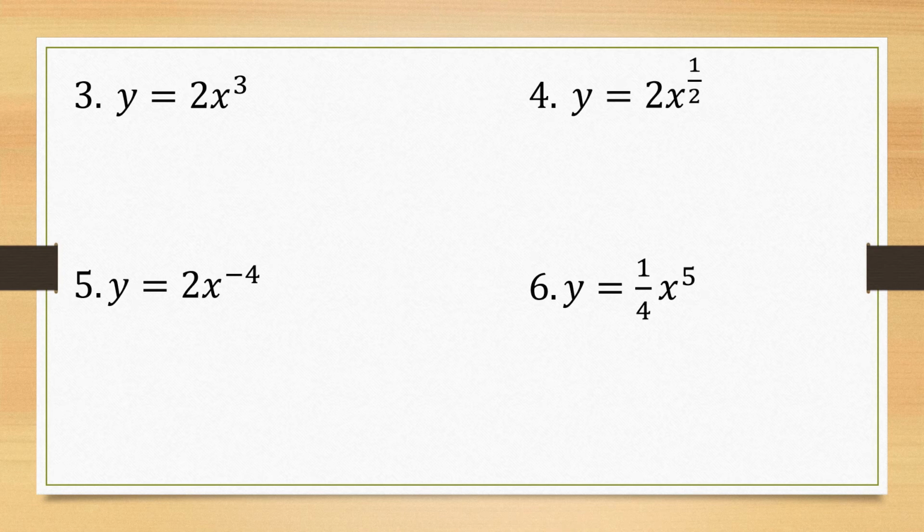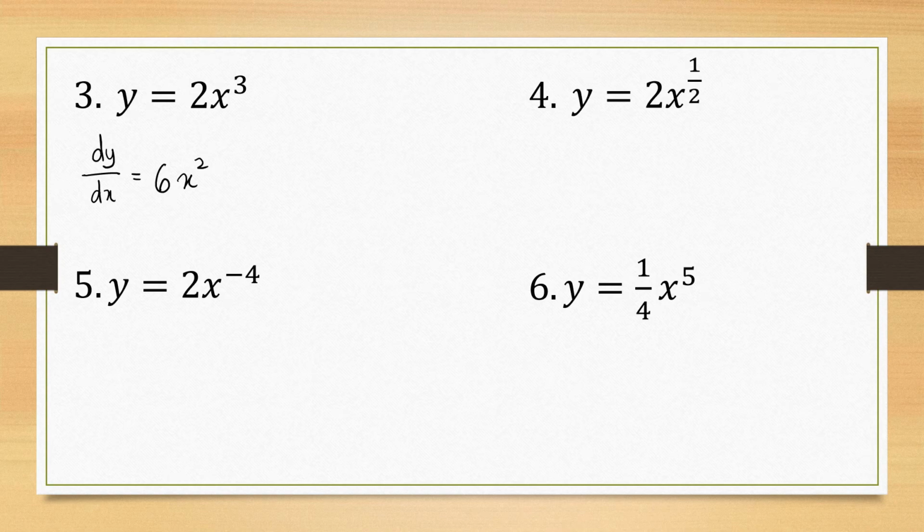Next question. Y equals 2x power of 3. So you have to differentiate. The symbol is dy over dx equals, 3 multiplied by 2, so you will get 6. X power decrease by 1, so 3 minus 1 equals 2. So that will be your final answer.